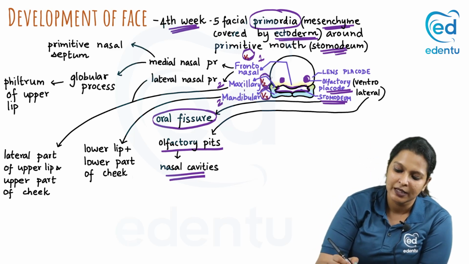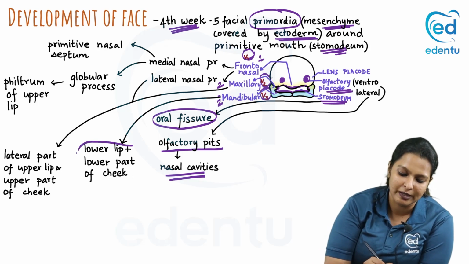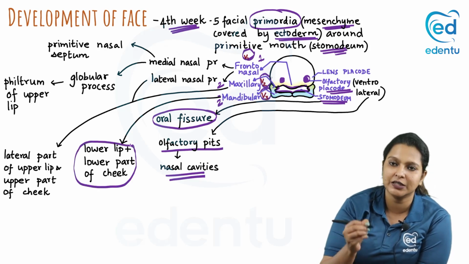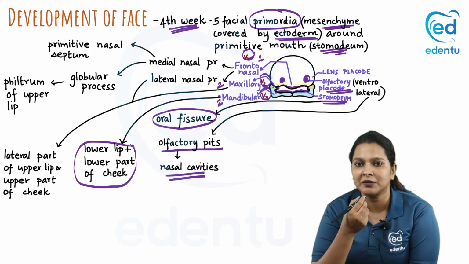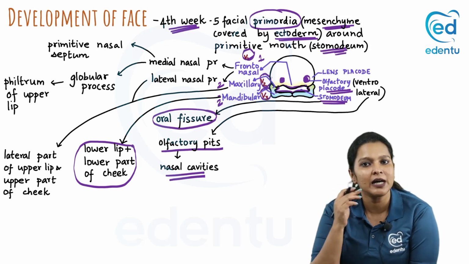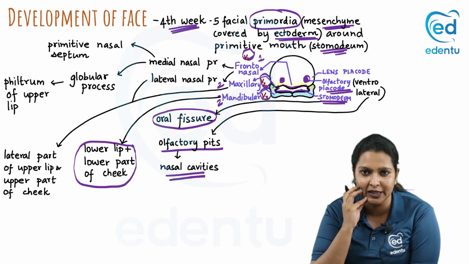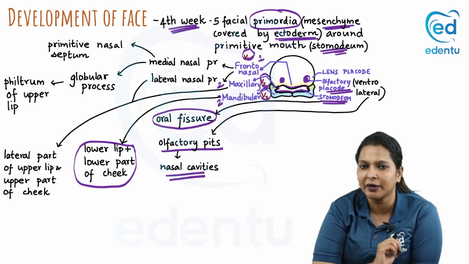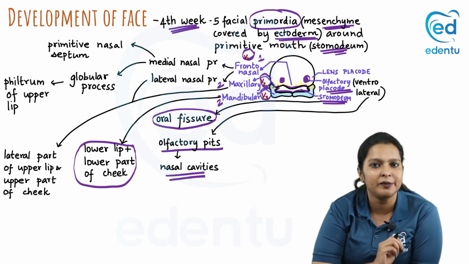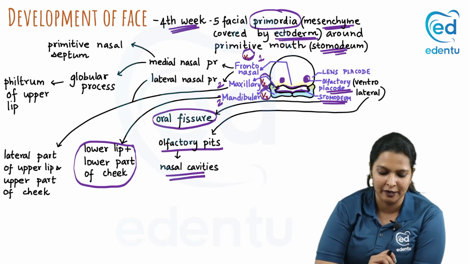Okay, first, only the mandibular swelling. It becomes the lower lip and lower part of the cheek. Okay, it becomes the future lower lip and the adjacent lower part of the cheek. All these areas are supplied by which cranial nerve? The mandibular division of the trigeminal nerve.